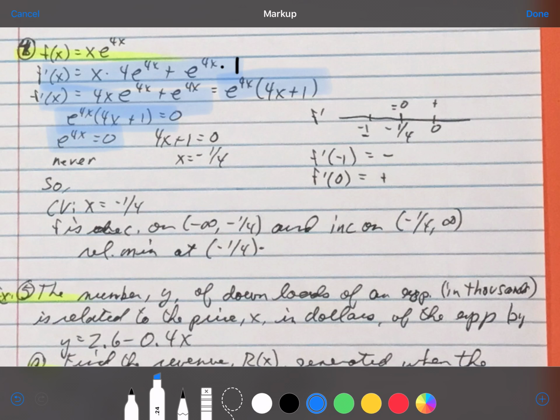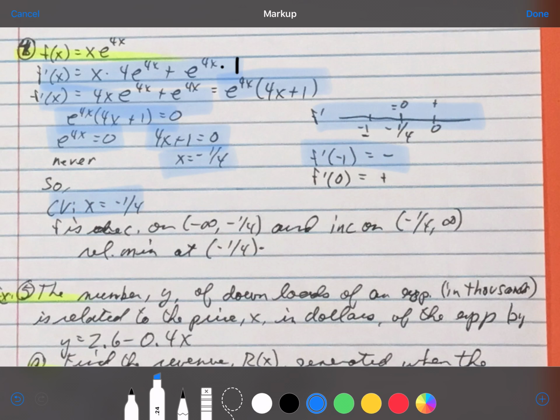It's always positive. The other factor, though, 4x plus 1, yeah, that I'll set equal to 0, subtract 1, divide by 4, and here's our critical number, critical value, x equals negative 1/4. Okay. So then we set up our test strip, and on either side of negative 1/4, we plug a value into f prime. I chose negative 1, plug negative 1 into f prime.